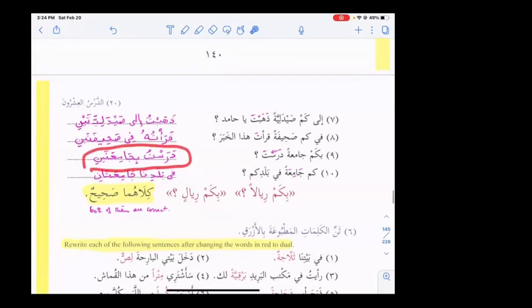Kam jamiatan fi baladikum? No, this is again Jumla Ismiya. Let me put a little sign. This is Jumla Ismiya. Fi baladina jamiatani. Fi baladina: fi is a harf jar, baladi is ism majrur and it is mudaf, and nina is mudaf ilayh. Jamiatani. In my country, or you can say city, there are 2 universities.